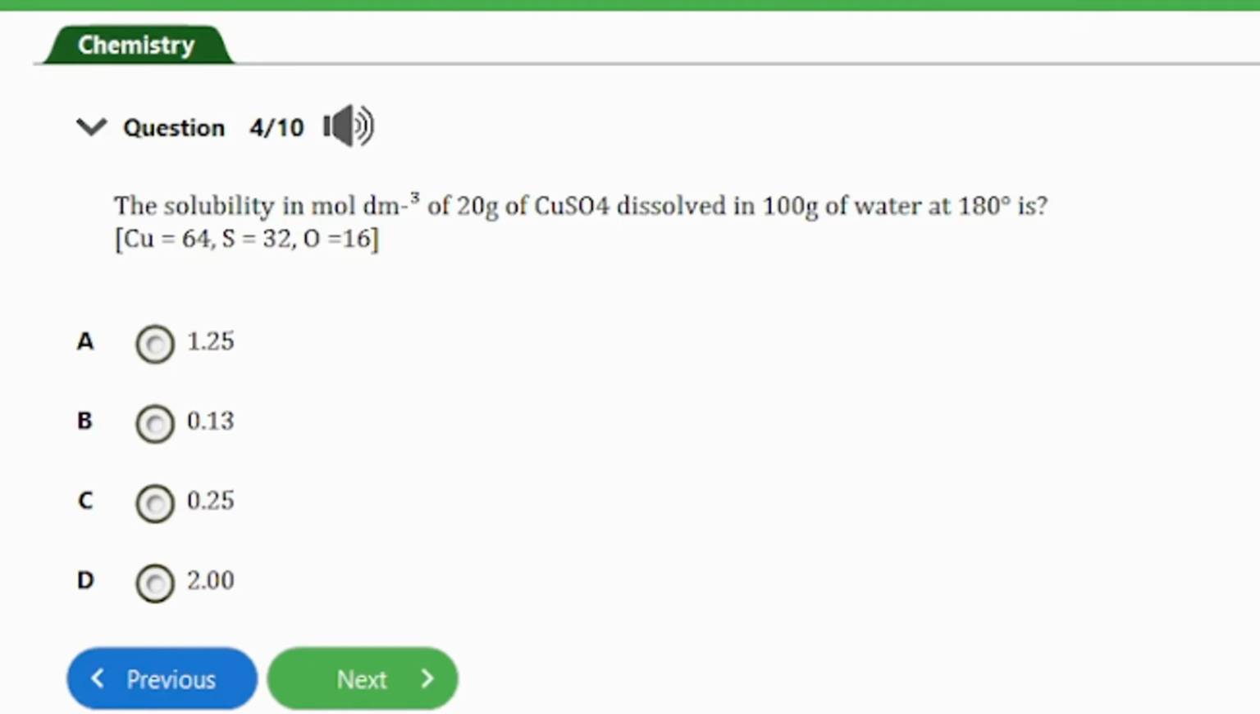Question number 4, it says, the solubility in moles per dm cube of 20 grams of CuSO4 dissolved in 100 grams of water at 180 degree is. So guys, we're also given the molecular mass of the elements here. So we are going to actually solve this. You are given the atomic masses of the elements here. So we are going to solve for this.